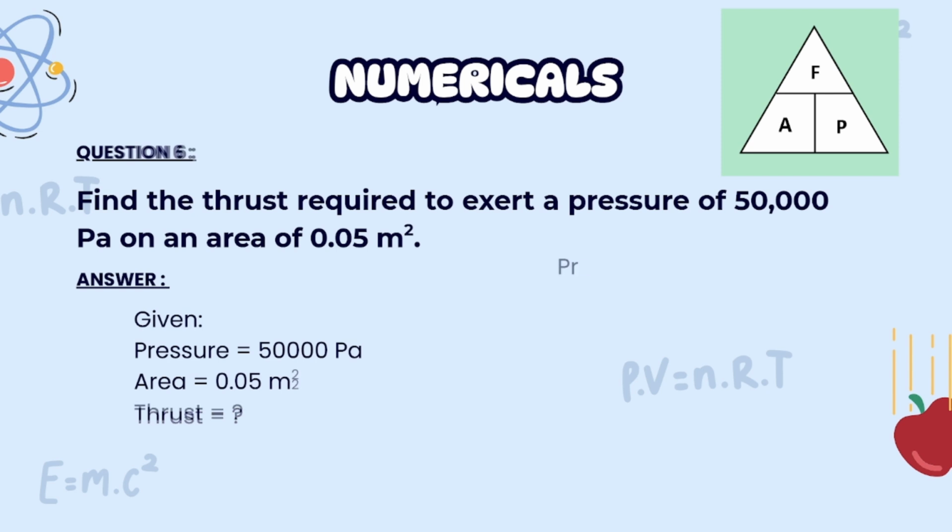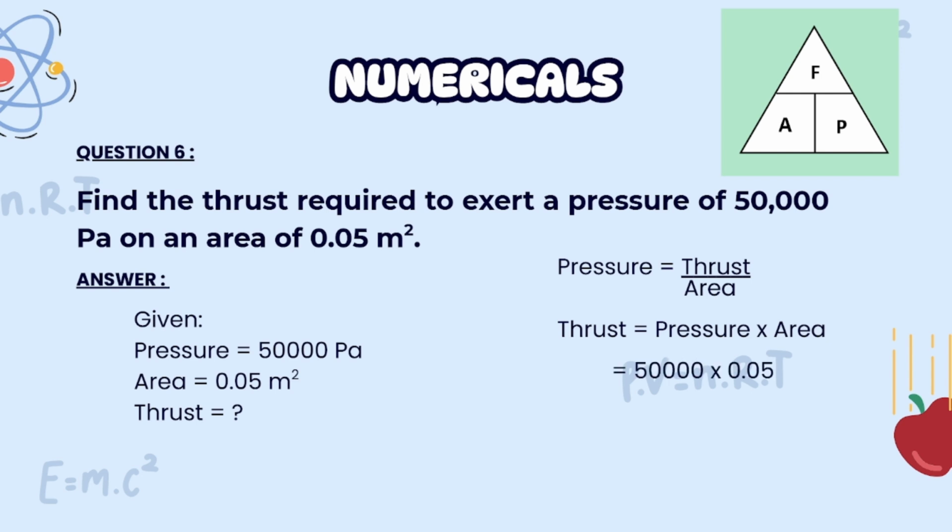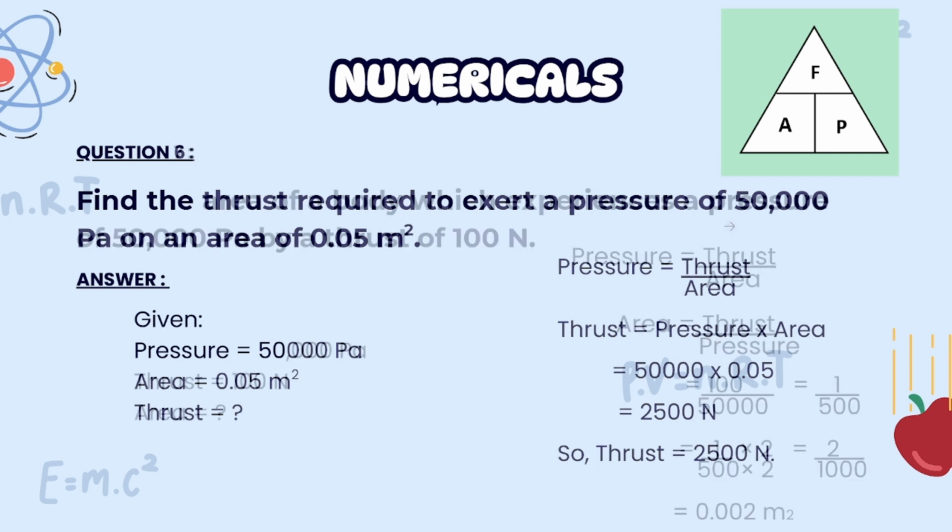Now, pressure normal formula, that is thrust by area. If you know this triangle, you can write the formula easy, that is nothing but force or thrust is equal to pressure into area. Multiply and you will get 2500. And what is the unit of force? Newton. Don't forget that. Okay, so thrust becomes 2500 Newton. Very simple. If you got this before I solve it, then great.